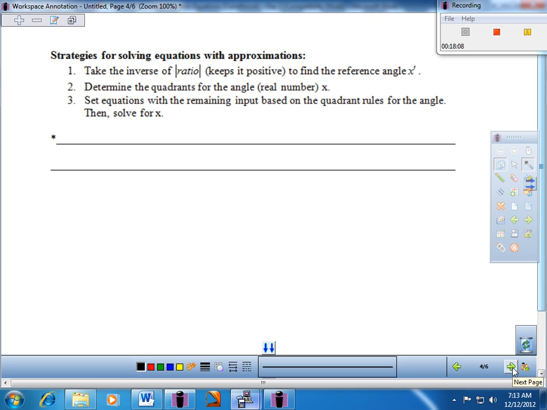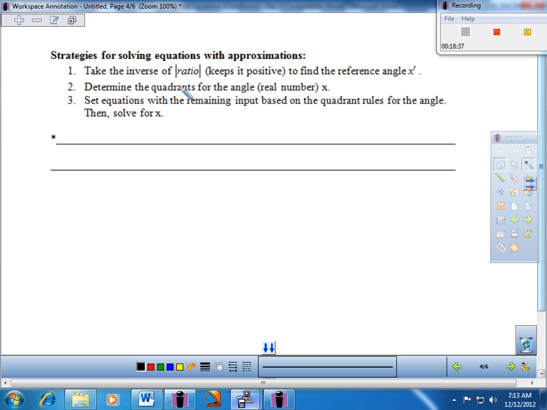Strategies for solving equations with approximations. Number 1, we have to take an inverse. And what I'm going to ask you to do is take the inverse always of the absolute value of our ratio. So we're going to try to make it positive no matter what, because if you remember correctly, reference angles are always positive and acute. And so by doing this, it sort of allows us to streamline it a little bit, I believe.